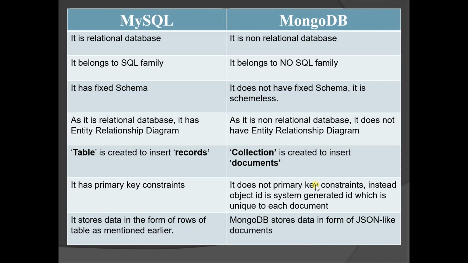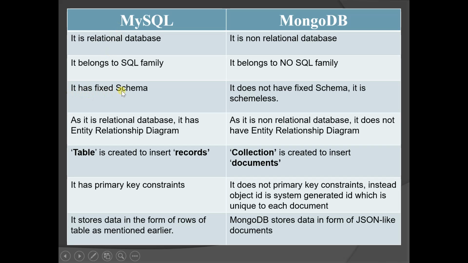So now I will be explaining the difference between MySQL and MongoDB database. MySQL is a relational database, whereas MongoDB is a non-relational database. MySQL belongs to the SQL family. SQL is nothing but structured query language, and MySQL belongs to the SQL family, whereas MongoDB belongs to the NoSQL family.